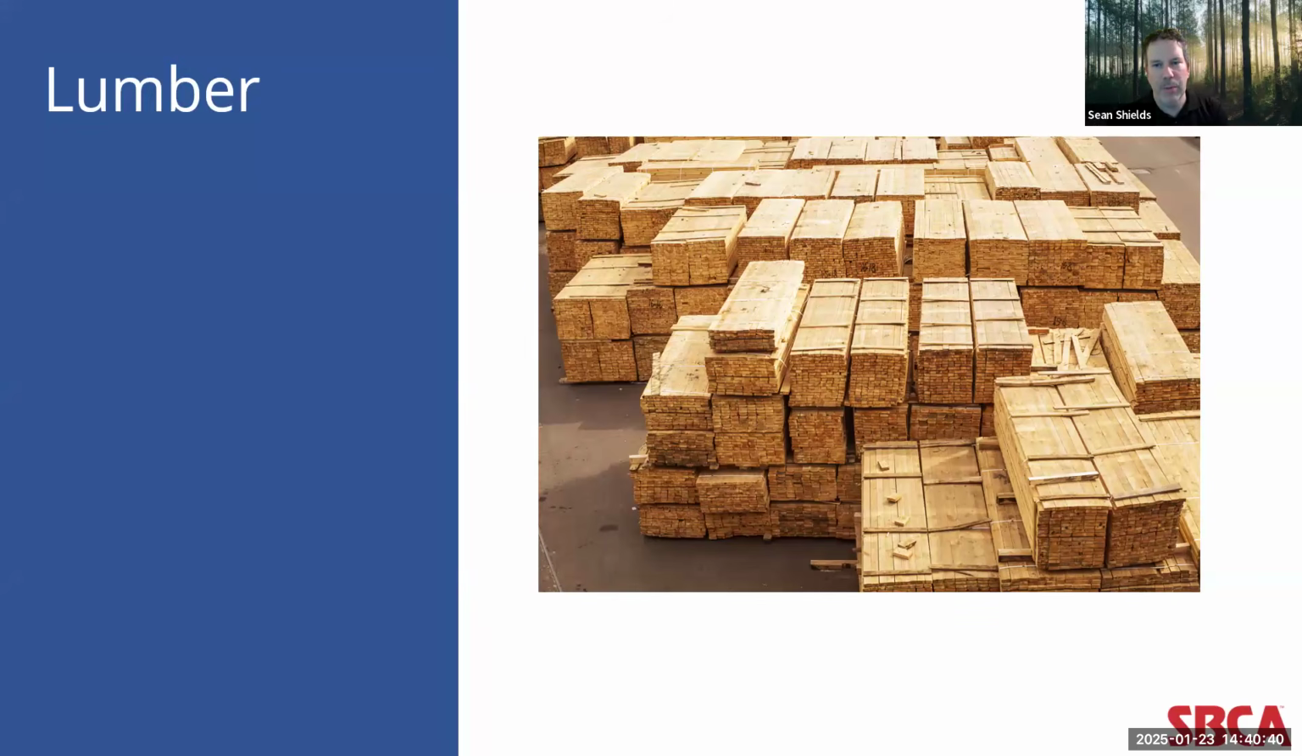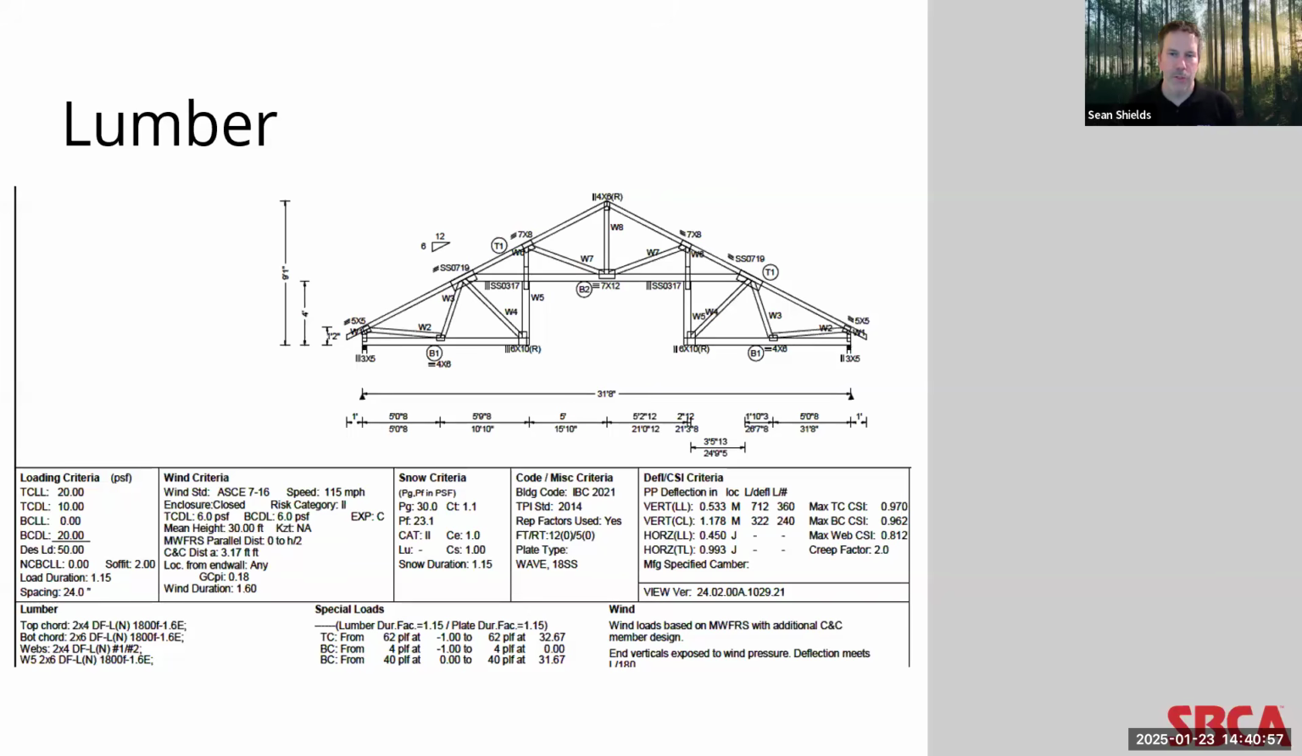Obviously, with metal plate connected wood trusses, lumber is an important aspect of the truss design. The truss design drawings will call out what sizes, grades, and species of lumber the various components of the truss are designed with. So looking at this truss design drawing, you'll see lumber called out right underneath the top columns on the left there.